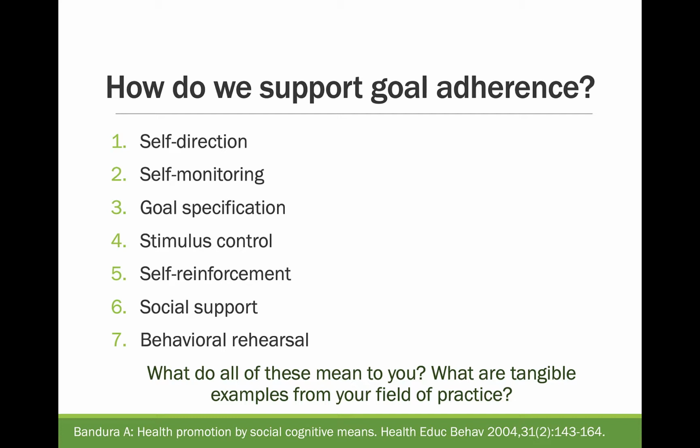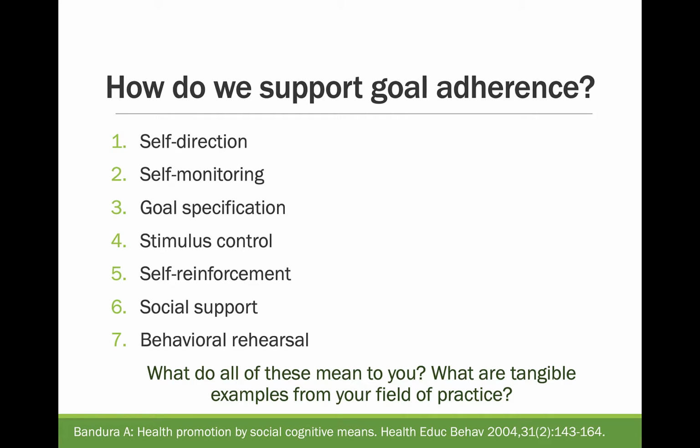So for example, if someone is trying to improve their diet quality, a key stimulus control tactic would be to first start with their own home and clean out their pantry, clean out their fridge, shop for foods that are more conducive to their diet quality goals.